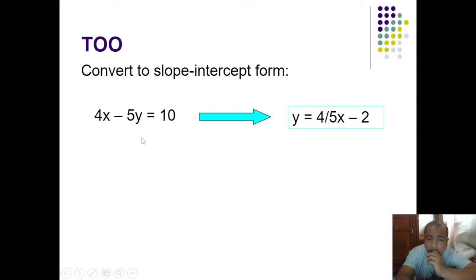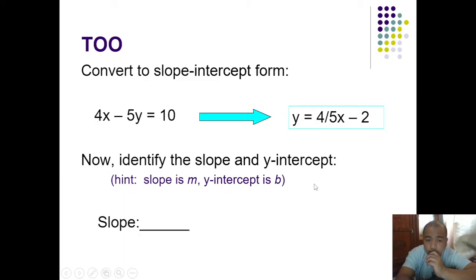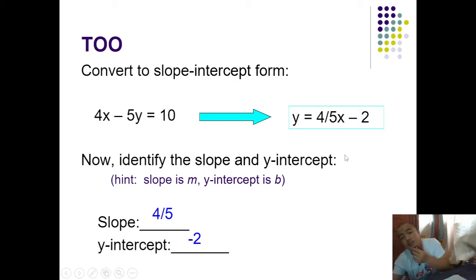Divide all terms by negative 5. So y equals 4/5 x minus 2. So 10 divided by negative 5 is negative 2. Now identify the slope and y-intercept. Hint: slope is m, y-intercept is b. So what's your slope? We have learned that already in part 1 and part 2. So slope is 4/5, y-intercept is negative 2. Diba? 4/5 is the slope, negative 2 is the y-intercept.